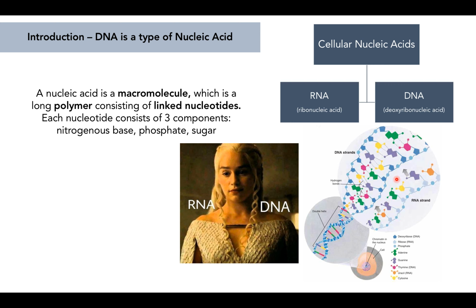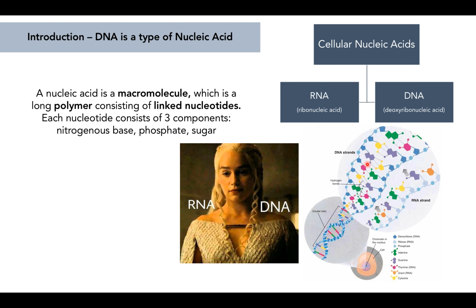This is a little picture that can hopefully help you memorize what the differences are between RNA and DNA. So let's have a look at Dragon Mother's hairdo here. We see that she's got an RNA on her right side. This is a single strand. She's got a single strand of RNA. And on her left side, she's got a DNA. So this is a double strand. This is just a little fun picture for you all to remember what the difference is between RNA and DNA.